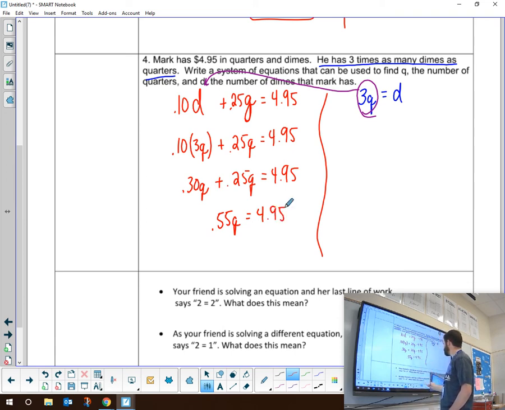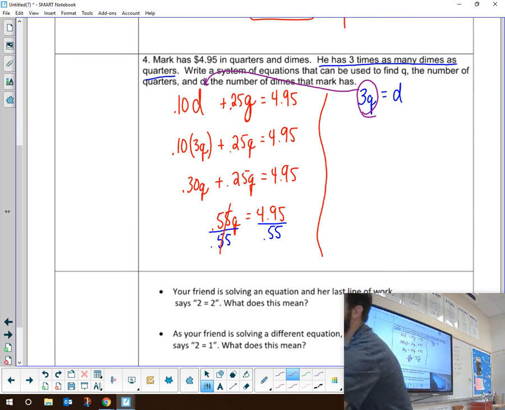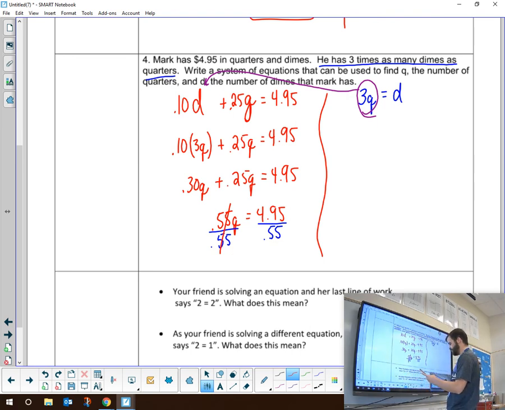$4.95. And then to solve, we're going to divide both sides by 0.55. 0.55. It's going to cancel out there. I'm going to grab my calculator and I'm going to do this here. We're going to go $4.95 divided by 0.55. Oops, messed up. Here we go. $4.95 divided by 0.55 equals 9. So how many quarters do we have? We have 9 quarters. Seems kind of fitting.